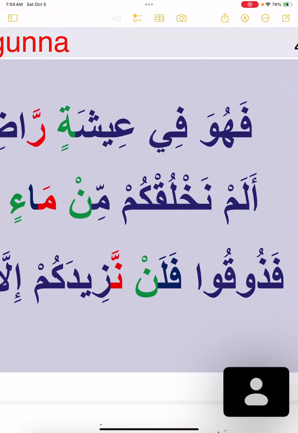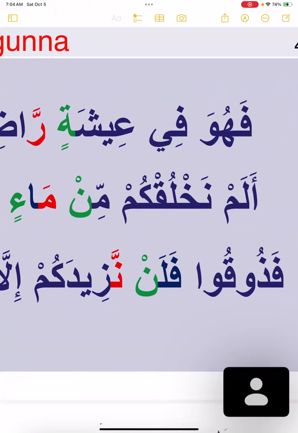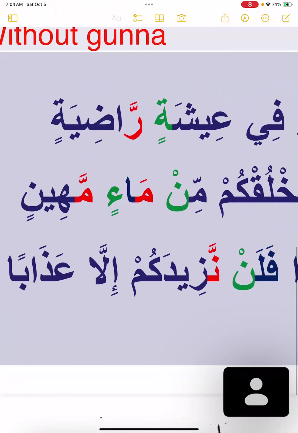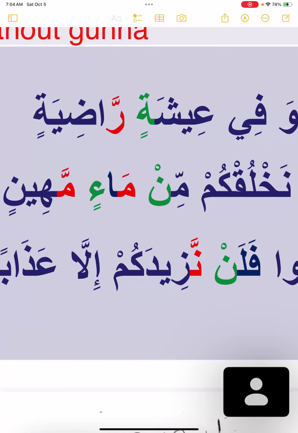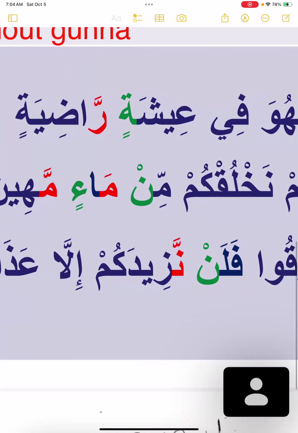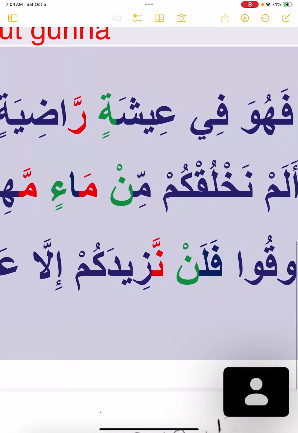Now look at the next example here. Alam nakhluqkum min ma'in mahin. Okay? Min ma'in. Noon sakin followed by meem here. The noon has merged into the meem completely. And now you only hear the sound of the ghunna of the letter meem. Min ma'in. So the noon has merged into the meem and you can hear the ghunna of the noon in the meem.